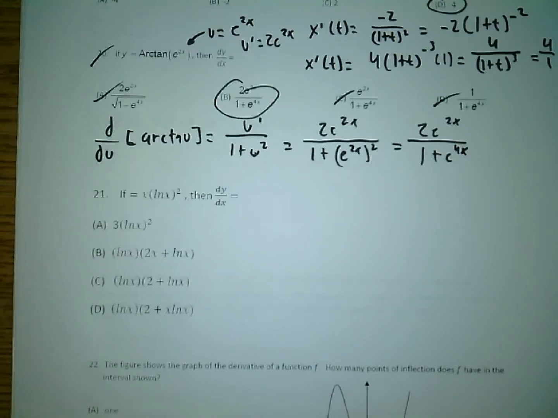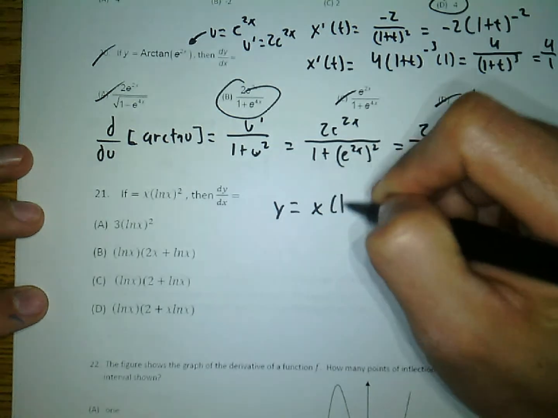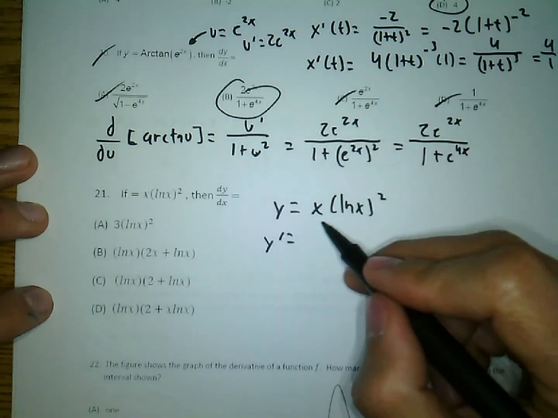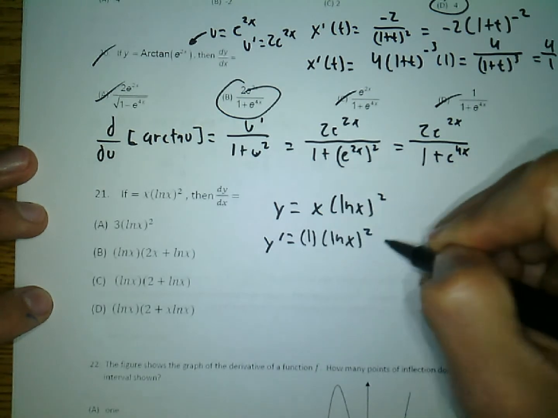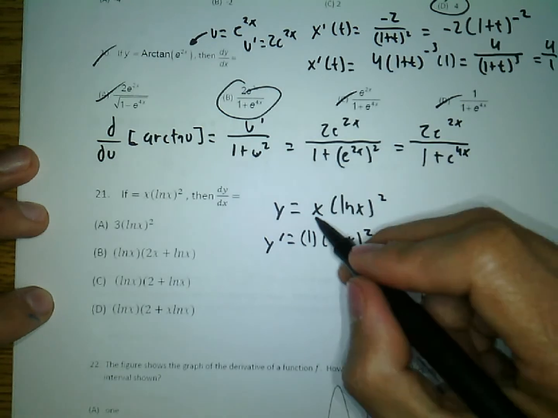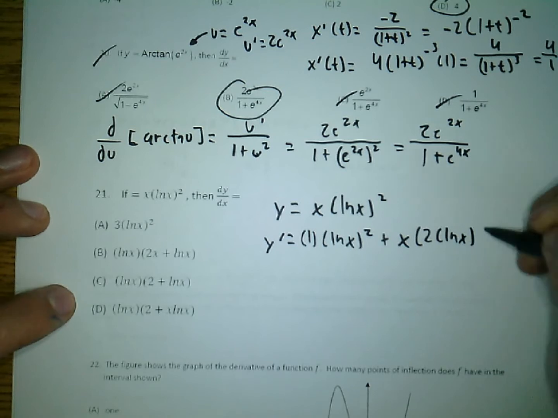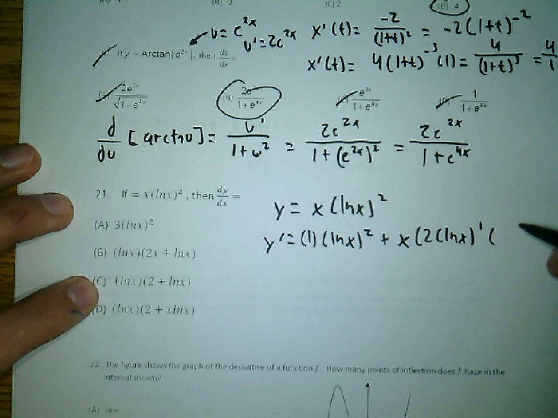Okay. All right, 21. We've got a product rule. We've got a chain rule. We've got some natural logs. It says to find the derivative. So we're told that y is equal to x times the natural log of x squared. So y prime, we're going to do a product first. The derivative of x is just 1 times the natural log of x squared plus, we're going to leave this alone. Now the derivative of this is going to be a chain rule. So that's going to be 2 times ln of x. That goes down to 1 times the derivative of the inside. The derivative of natural log of x is 1 over x.